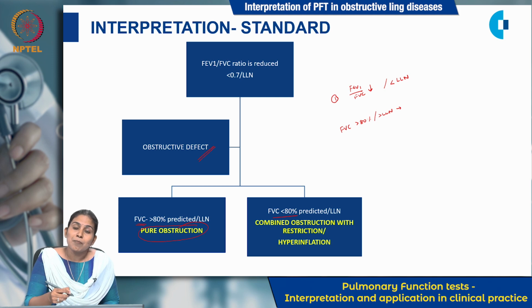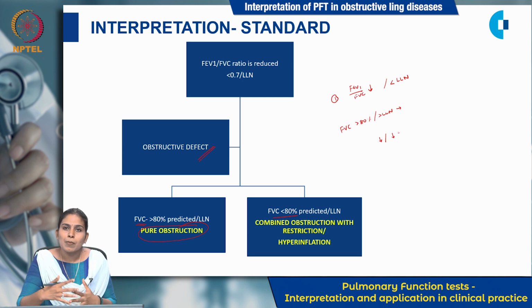Then that person might be having combined obstruction with a restriction pattern, or it may be a severe obstruction. Severe obstruction may manifest as restriction also, because as obstruction proceeds and proceeds, your FEV1 also falls and your FVC also falls. At one point of time they may be proportionately reduced. So the ratio is reduced and your FVC is also falling. So severe obstruction can also present as restriction.